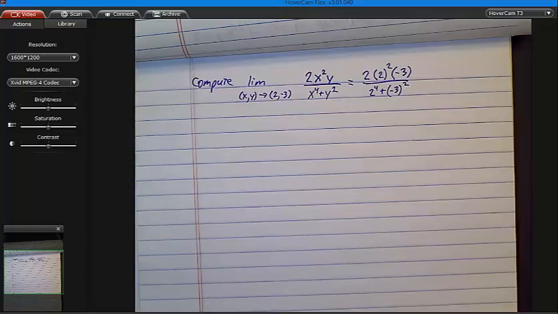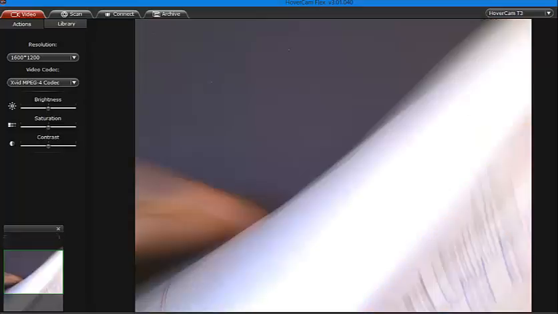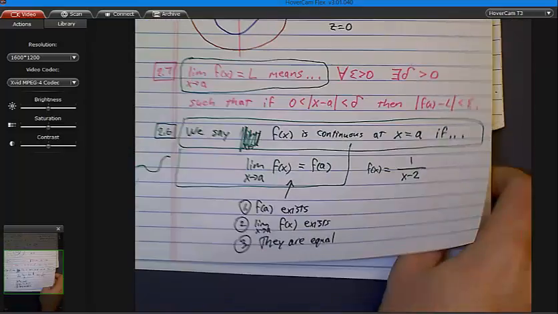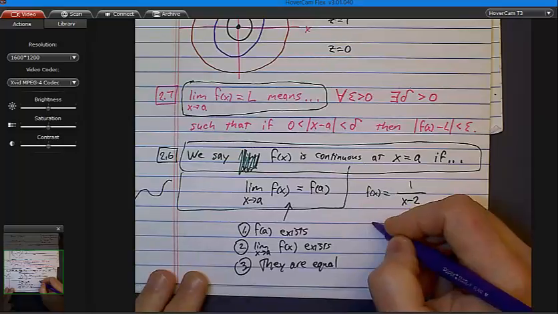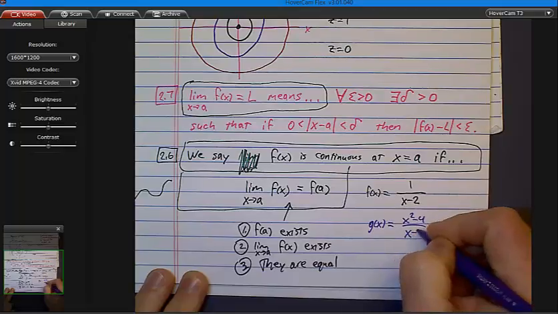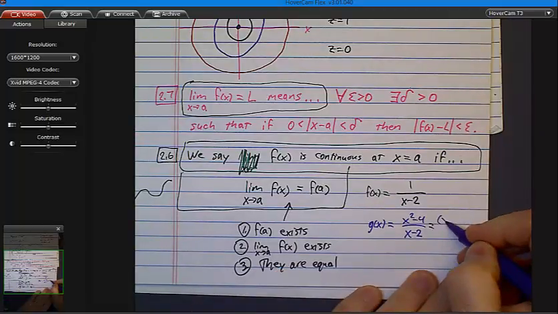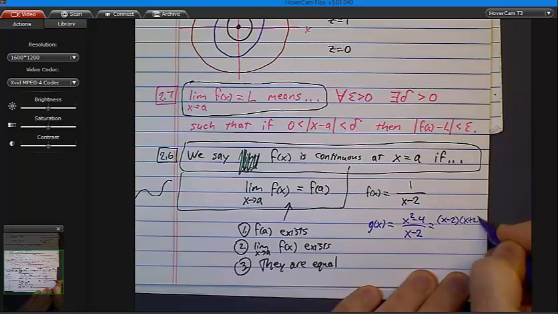Matter of fact, back to Calc 1 for 1 second. The other example that I like to give people in Calc 1 is a function like this one. g of x equals x squared minus 4 over x minus 2. I always do that one. What's the difference? Yeah, if you factor the difference of squares, you can make it a lot easier.